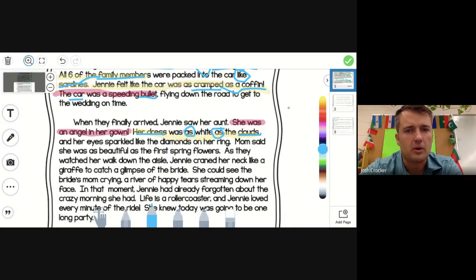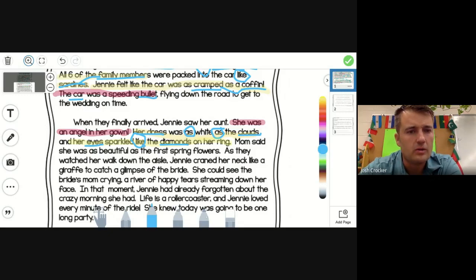Her eyes sparkled like the diamonds on her ring. What two things are being compared? Her eyes are being compared to diamonds. How did I compare them? I said like. Because of that, it is a simile. Okay? Mom said she was as beautiful as the first spring flowers.